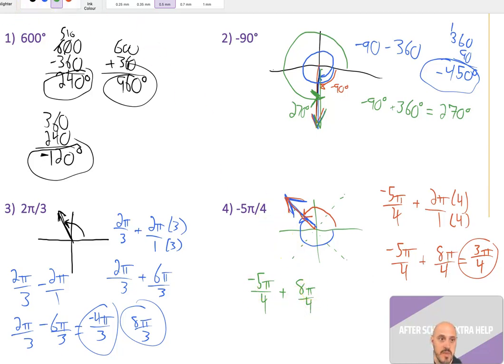And I've already made a mistake. We said we want a negative coterminal angle this time. So let's subtract, instead of add like we did last time. Well, negative 5 minus 8, that's going to be negative 13 pi over 4. And there you go. So that's how you find some examples of finding coterminal angles. Hope this helped.